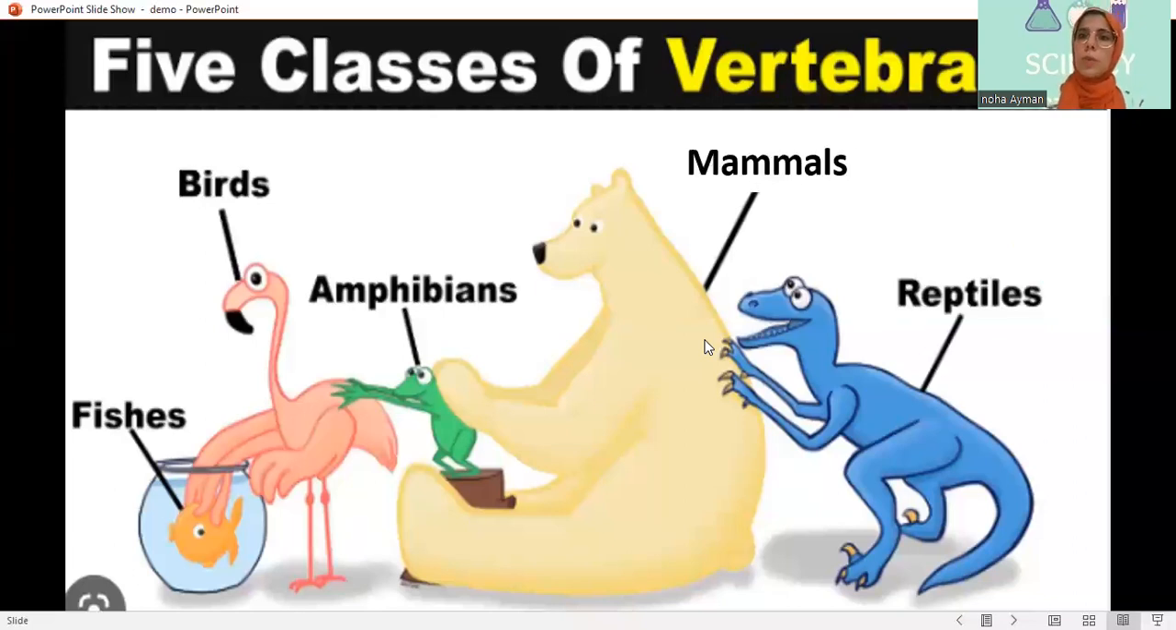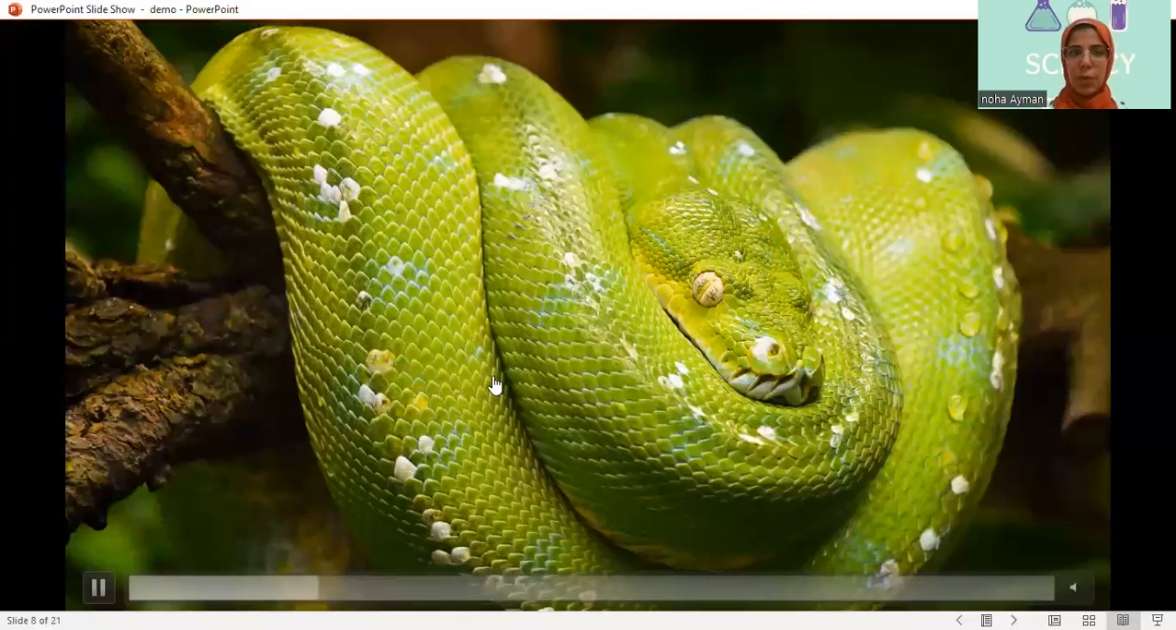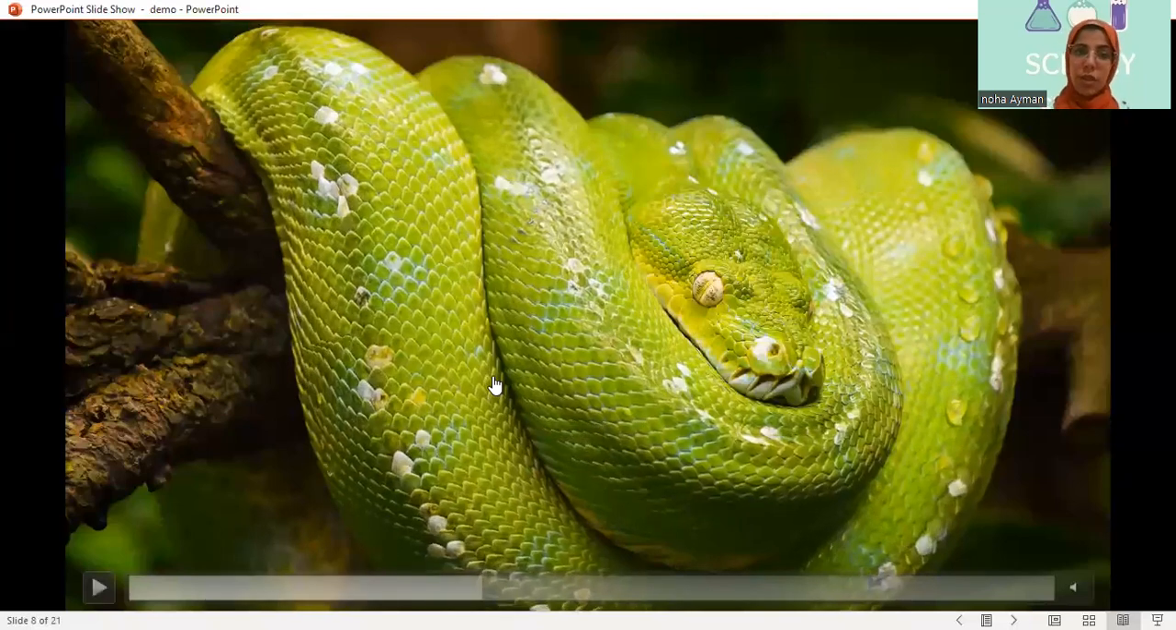Well, next, we are going to think deeper and dig deeper about the vertebrates. Well, the vertebrates have 5 classes, which are reptiles, mammals, amphibians, birds, and fishes. So we have 5 classes of vertebrates. We are going to learn more about each one.